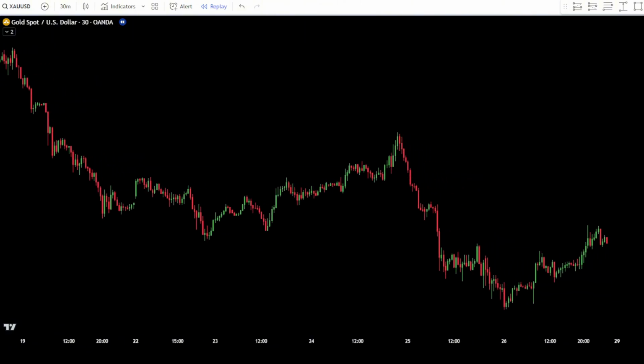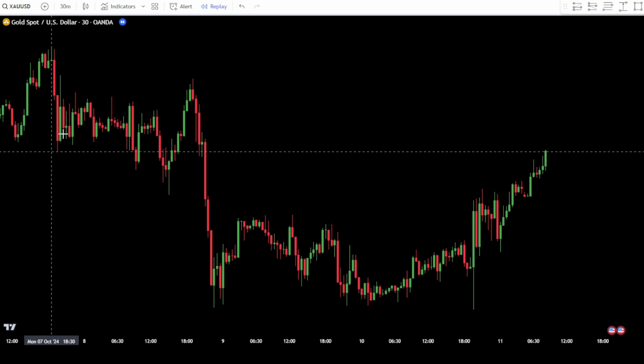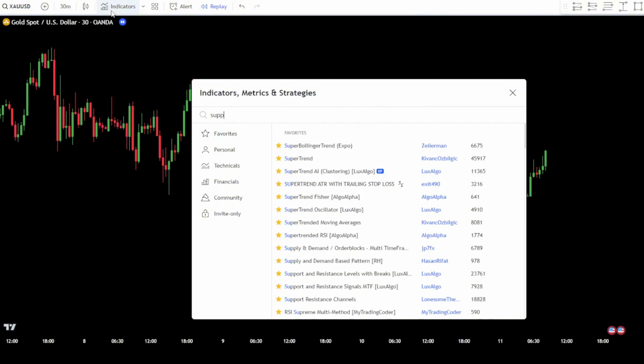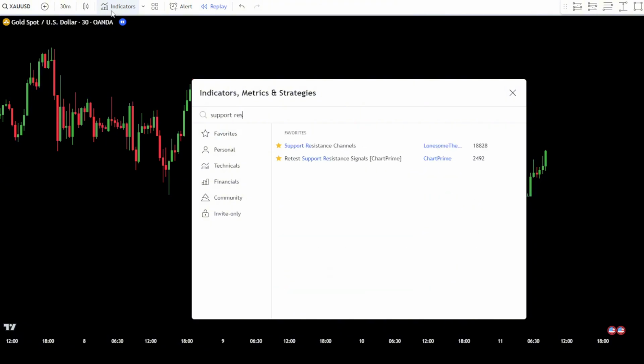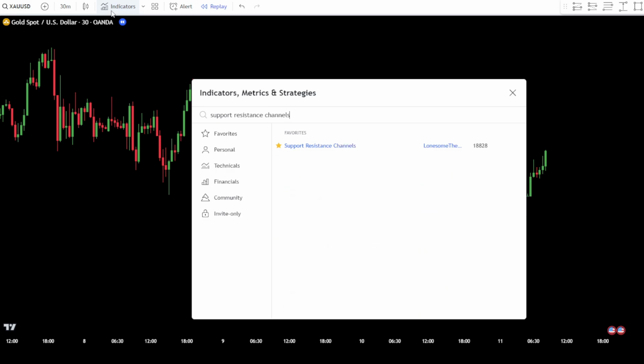Now, open your Tradingview account. Then, go to the Indicators tab and search for an indicator. In the search bar, type Support Resistance Channels. Select the Support Resistance Channel indicator by LonesomeThe Blue.